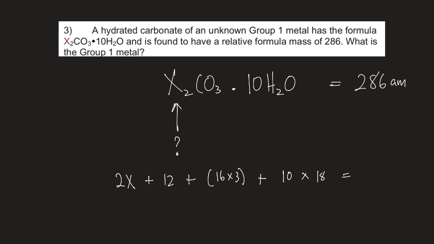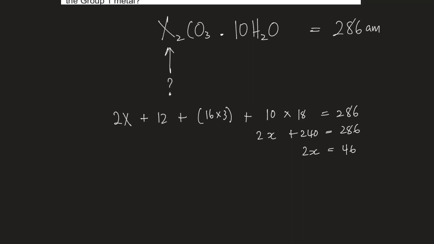Okay, and that should give me 286. And we want to know what is this X over here. Alright, so if we add all of that up, you end up with 2X plus 240 is equal to 286. 2X is then equal to 286 minus 240, and that gives you 46. And divide both sides by 2, just basic math, right? And then X is equal to 23.